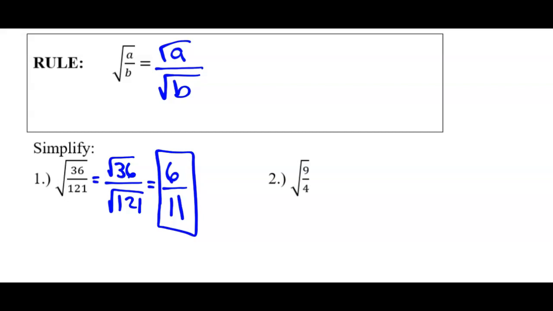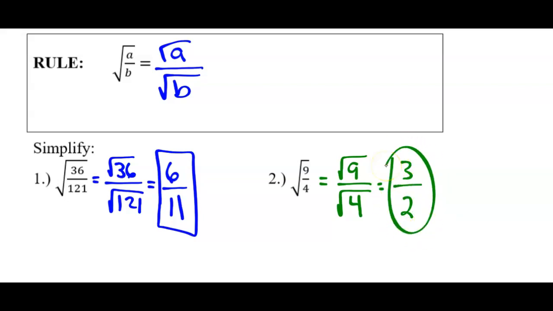All right, gang, let's get the rest of the story. So if we did this method in number 1, don't you think we should do that method in number 2? I think so. So let's rewrite this as the square root of 9 over the square root of 4. What's the square root of 9? 3. What's the square root of 4? 2. Fantastic. That is done.